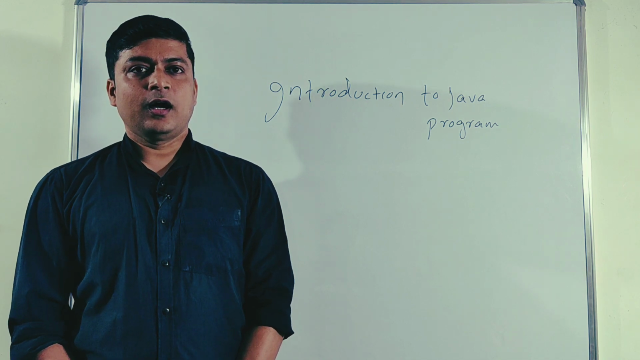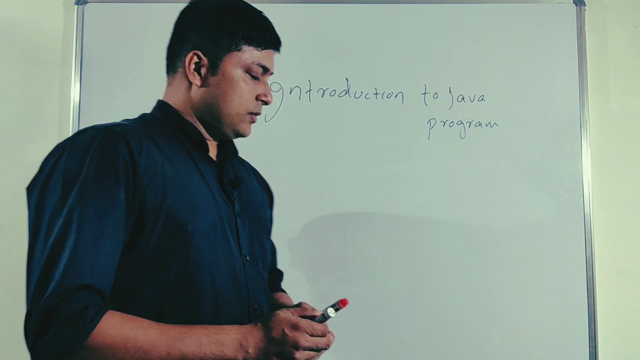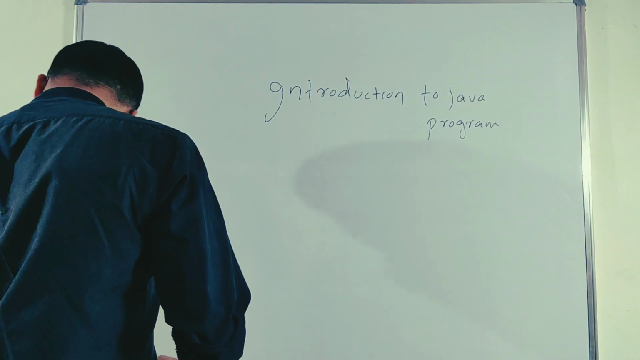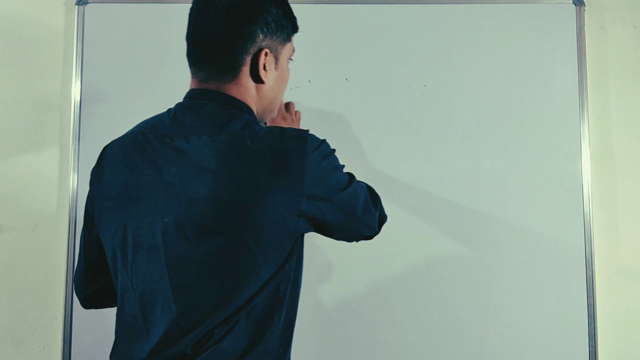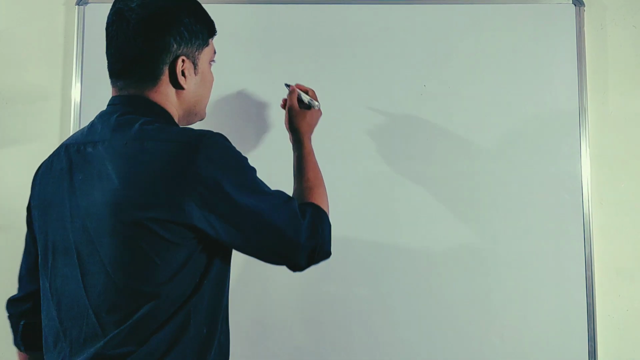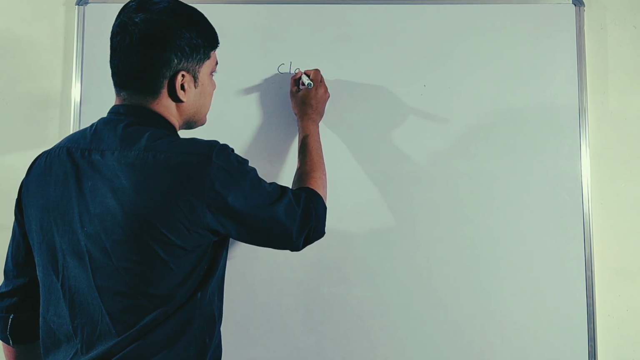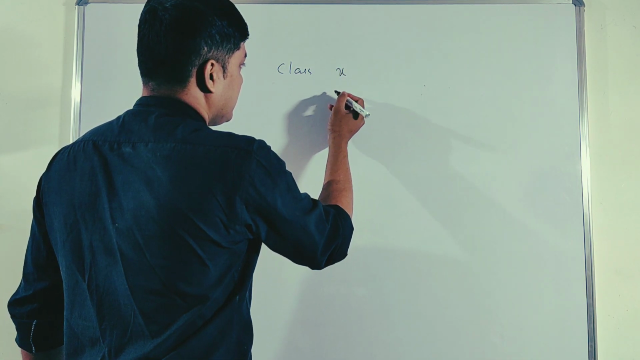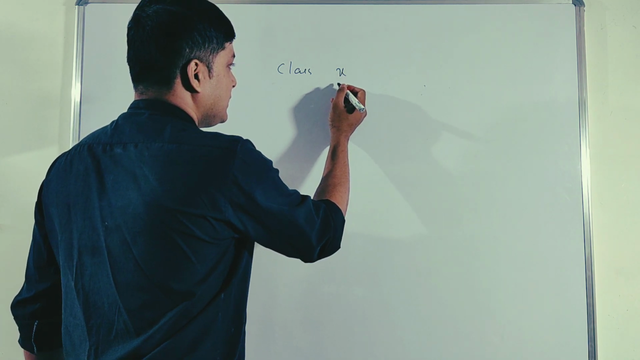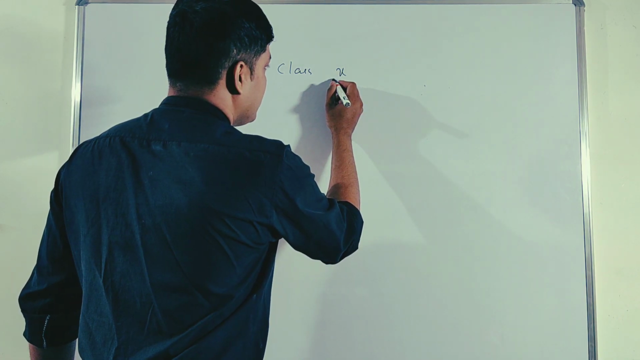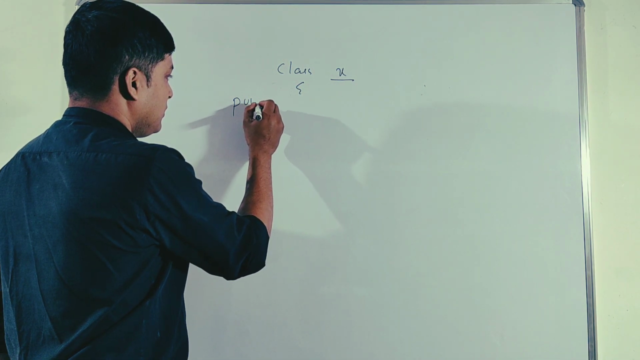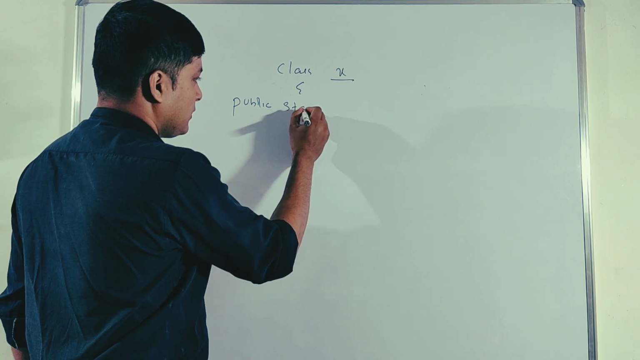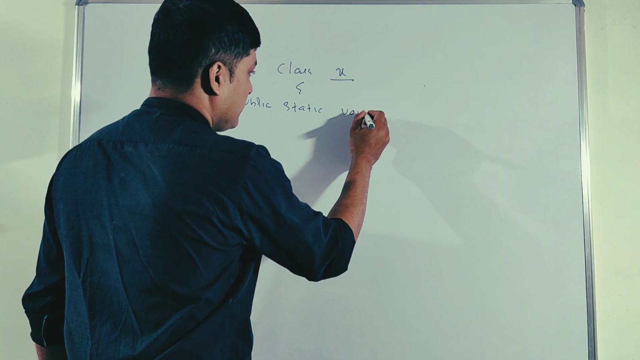Today we will learn how to write a Java program. Okay, first, whenever you write a Java program, at that moment first you have to write class X. Those things I am underlining mean that thing can change from user to user. Then public static void main.